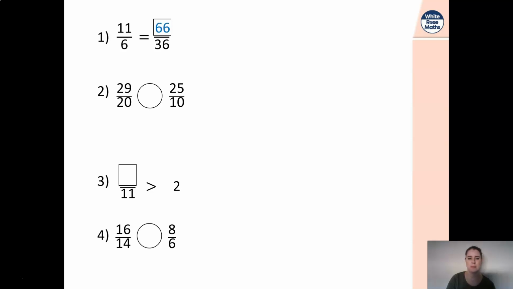Okay, well, number 1 is 66, because we know that 6 and 36 are common factors of the 6 times tables. To get from 6 to 36, we multiply by 6. Whatever we do to one number, we do to the other number. 11 times 6 is 66.